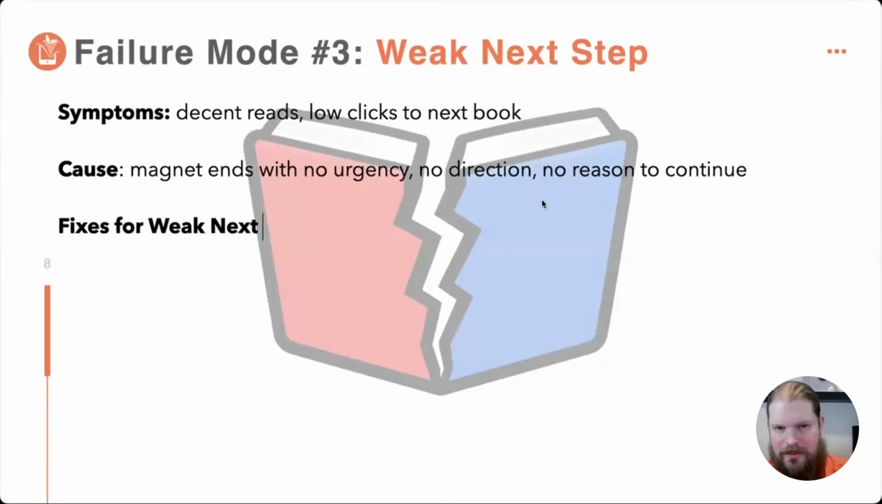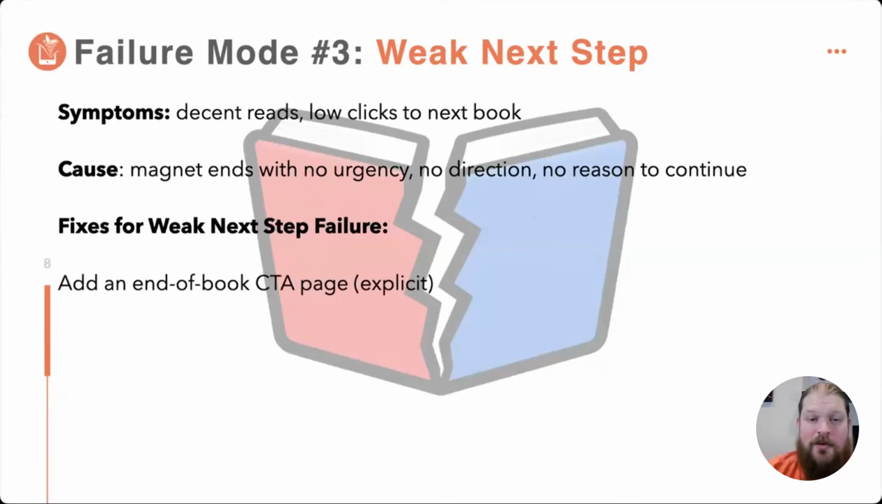Sometimes this is story related. Sometimes this is call to action related. So keep that in mind, right? This is where the creative and the practical are kind of overlapping here. So, fixes for a weak next step failure: add an end of book call to action page and make it explicit. What do you want them to do? What is the thing you want them to do next?